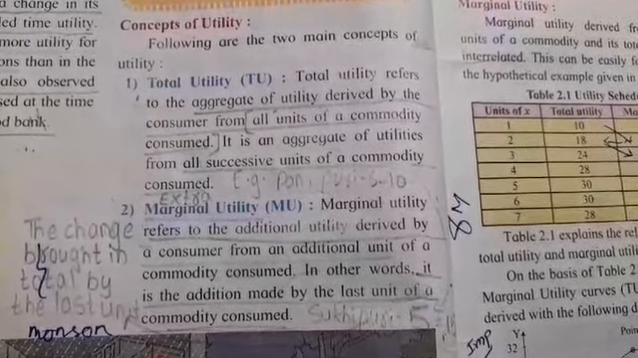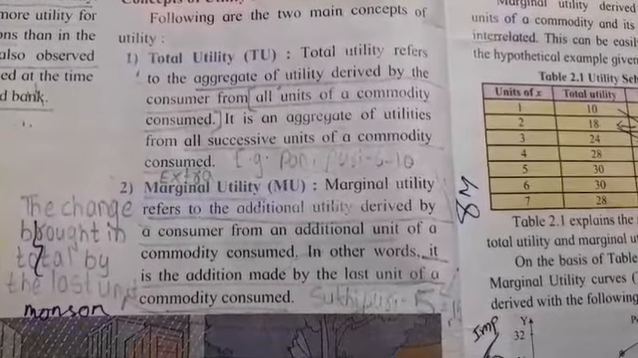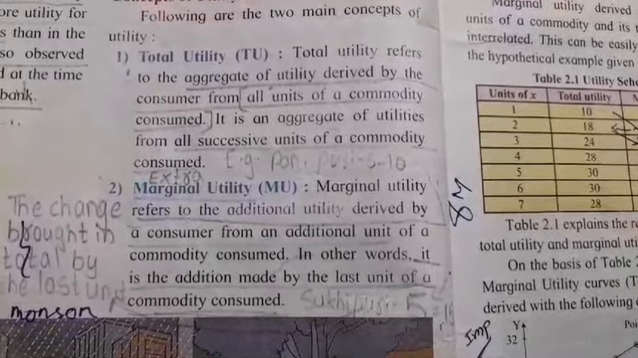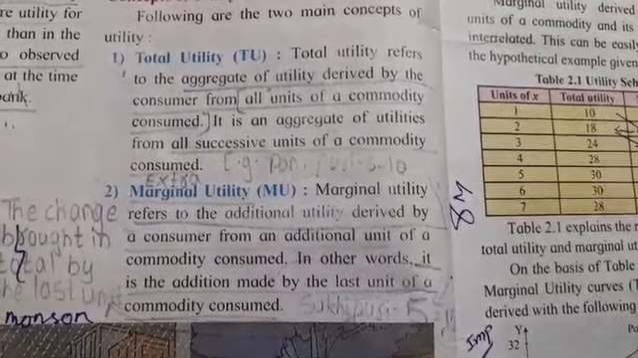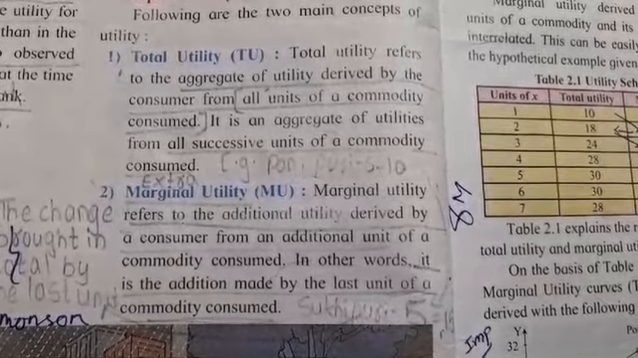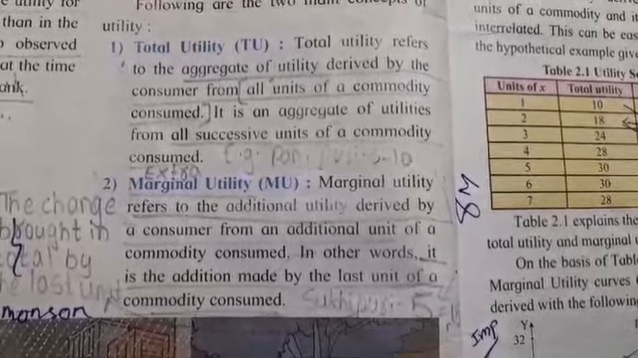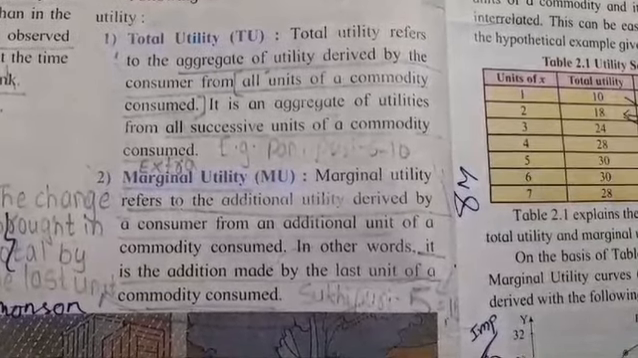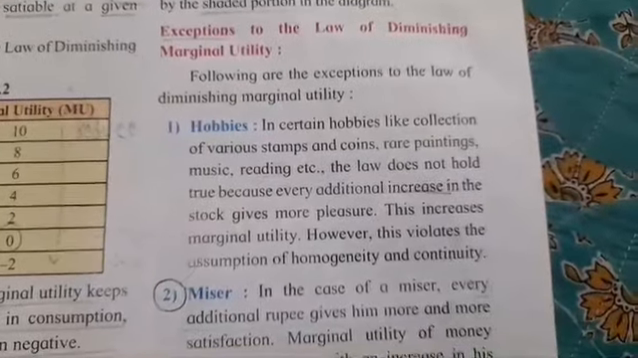Concepts of utility. Following are the two main concepts of utility. First, total utility. Total utility refers to the aggregate of utility derived by the consumer from all units of a commodity consumed. It is an aggregate of utilities from all successive marginal utility.